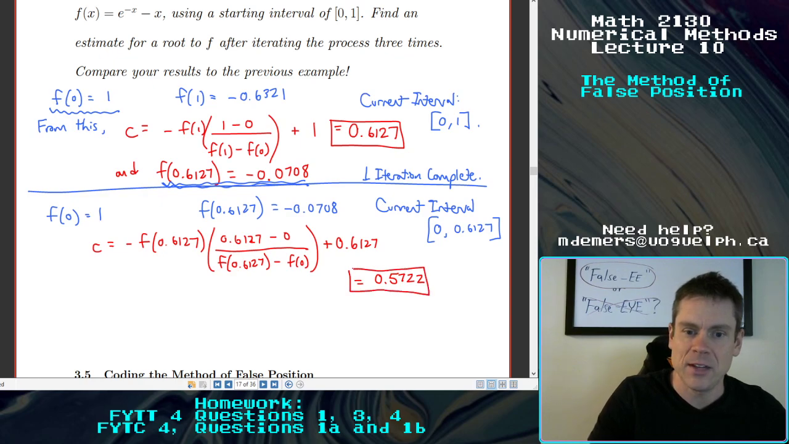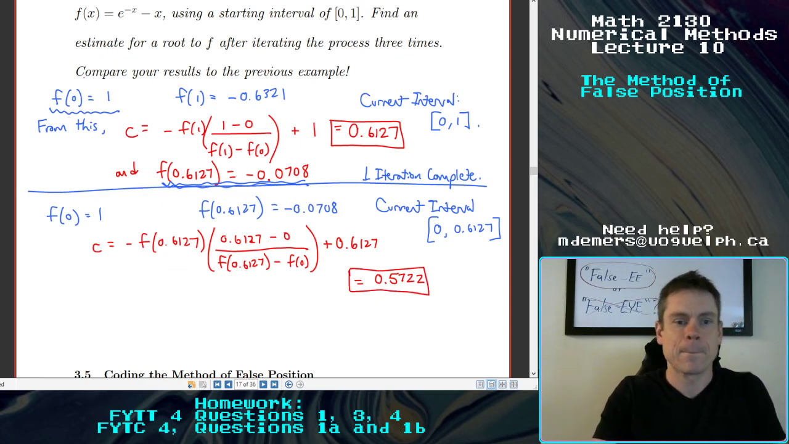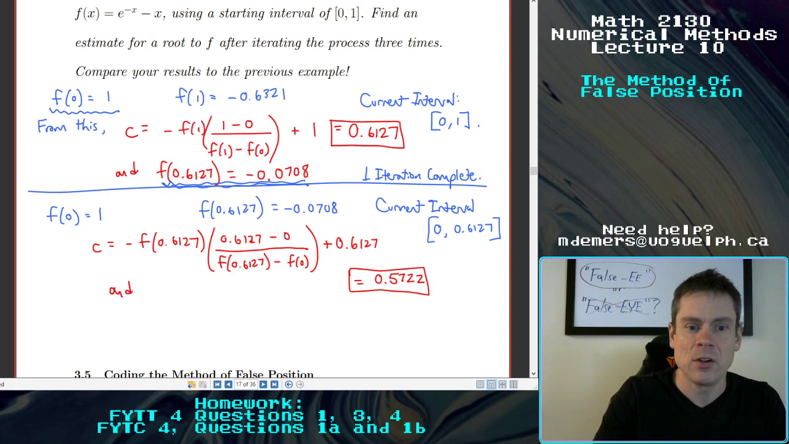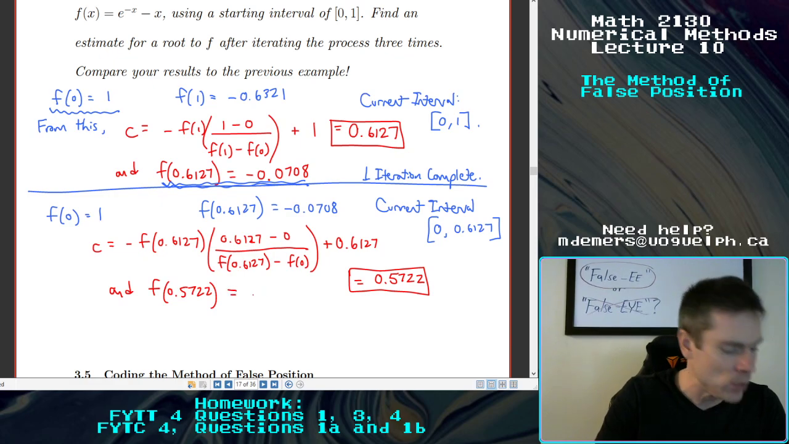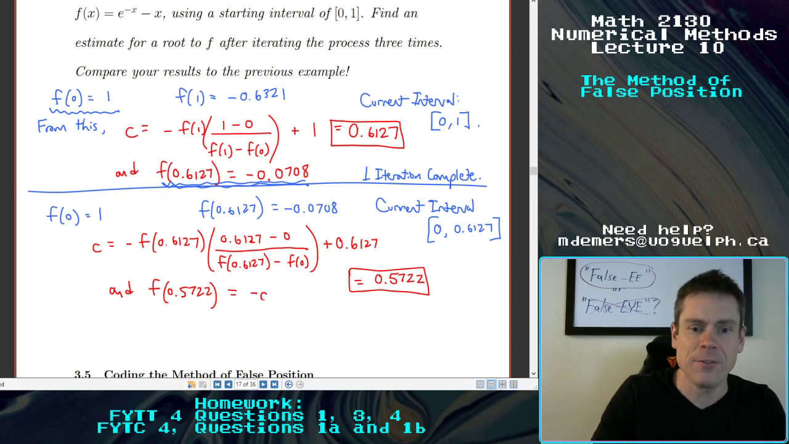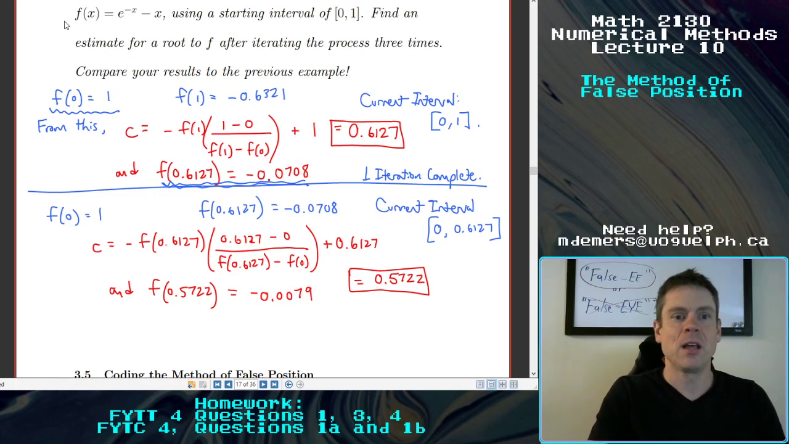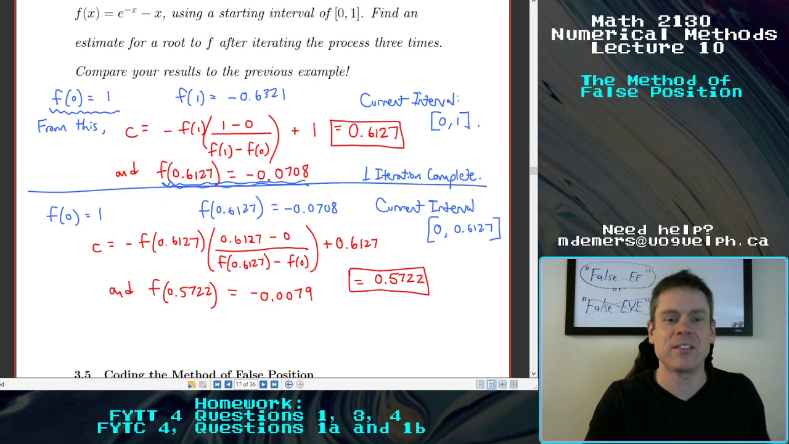Hopefully I didn't make any mistakes there. Okay, and we don't want that. We want f of that to check. f of 0.5722 works out to negative 0.0079. Okay, at this point there are a couple of things I want to note.